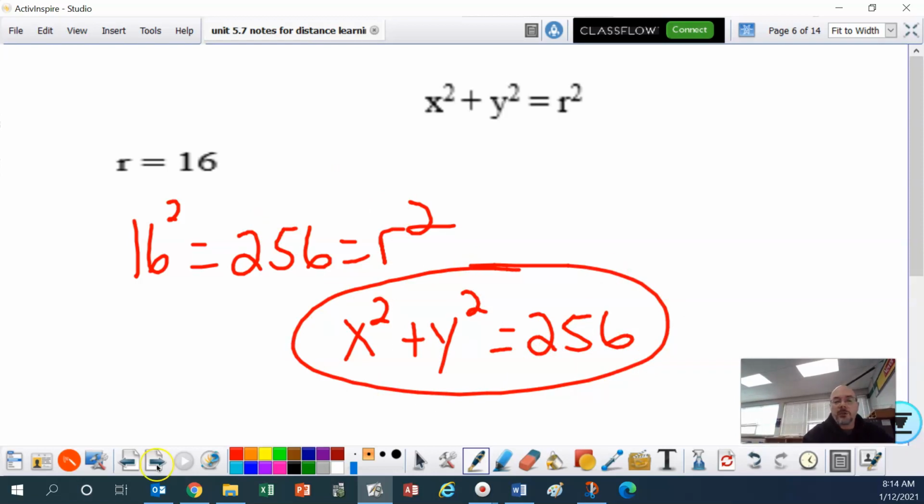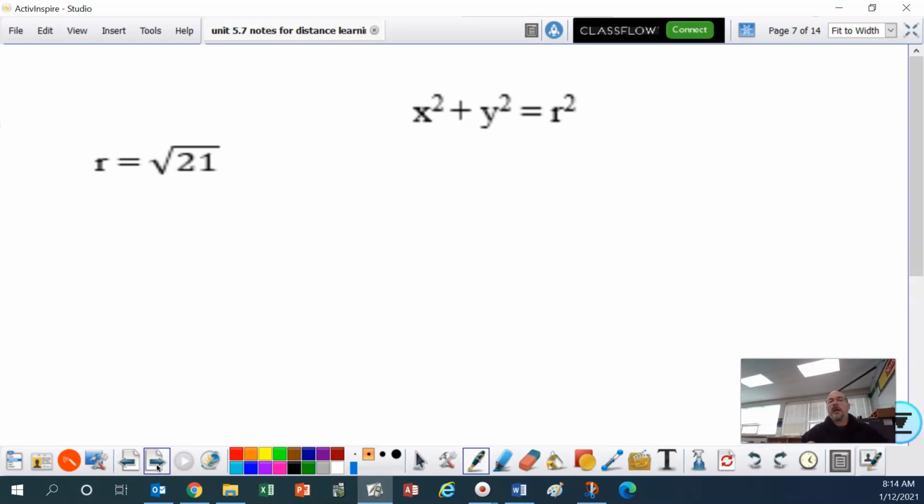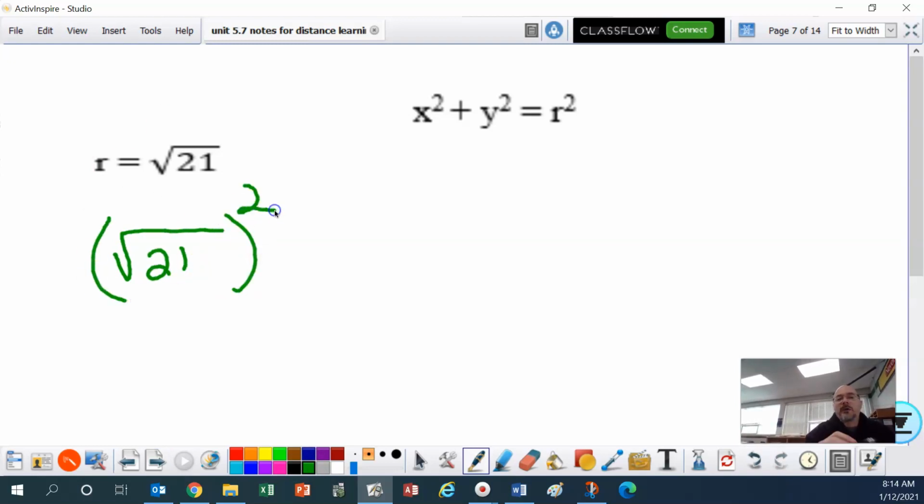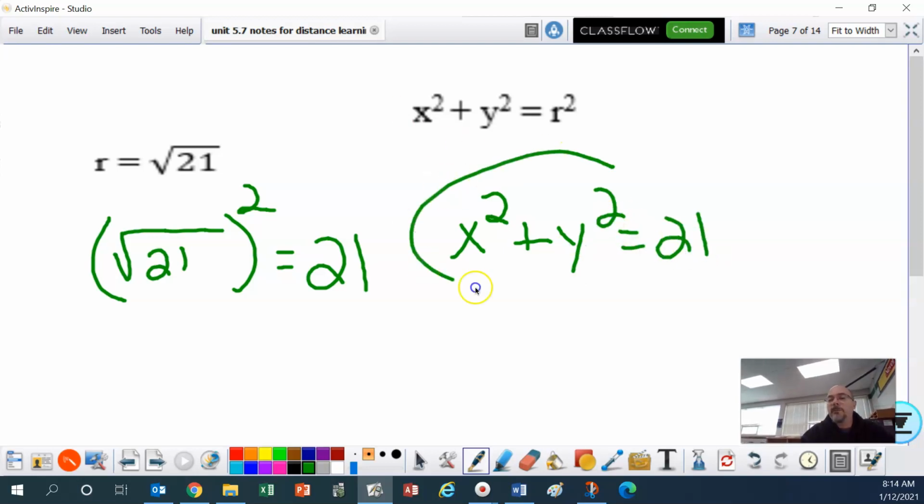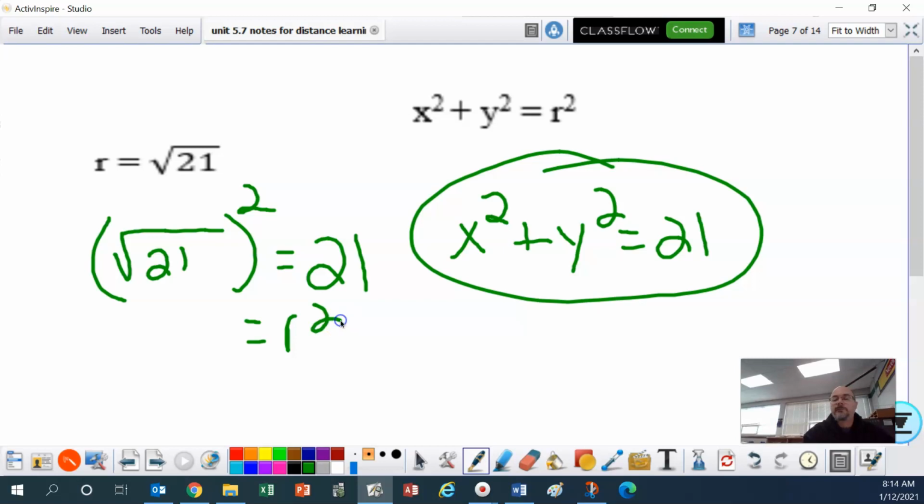All right, we're going to do 2 more of these. Now notice this one has a square root around it. So what I want to do, ladies and gentlemen, is square the square root of 21. If you remember, square rooting and squaring cancel each other out. So that's going to be 21. That means my answer is x squared plus y squared equals 21, because that's my r squared.